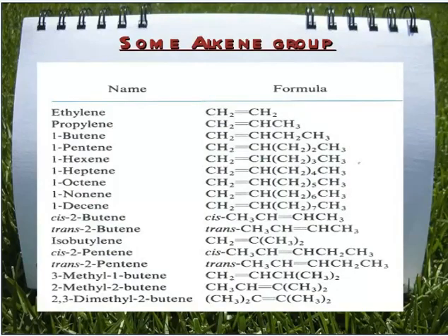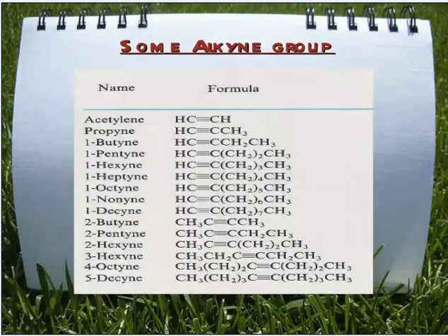Some alkene groups: CH2 double bond CH2, ethylene; CH2 double bond CHCH3, propylene, and so on. Some alkyne groups: CH triple bond CH is called acetylene, CH triple bond CCH3 is propyne, and so on.